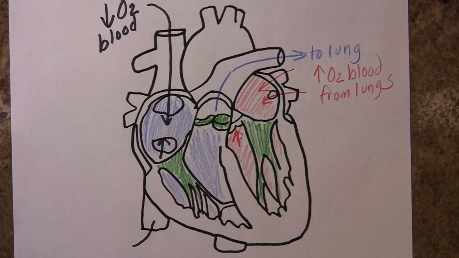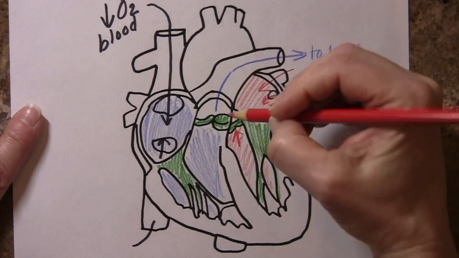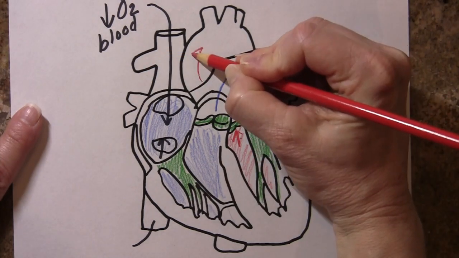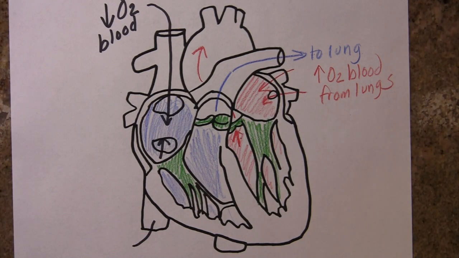ventricle, remember there's one exit, that is the aortic semilunar valve, and the aortic semilunar valve leads into the aorta, and that's carrying oxygenated blood out to the body.